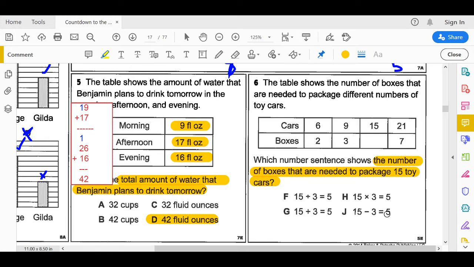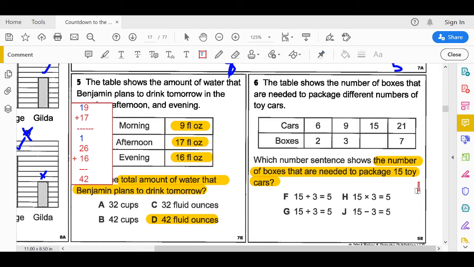Okay, the first thing we have to do is eliminate options that don't really make sense. For example, we start checking each of them. Letter F says 15 divided by 3 equals 5. Well, I think that is true.